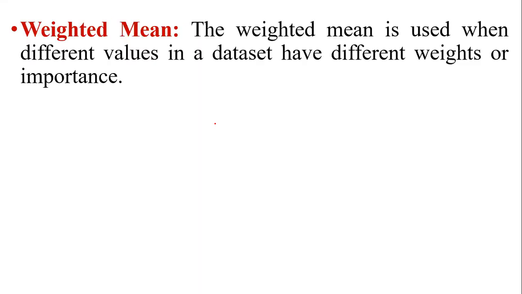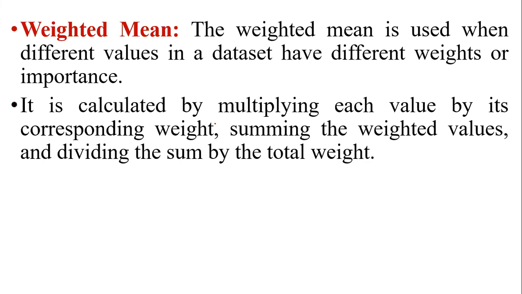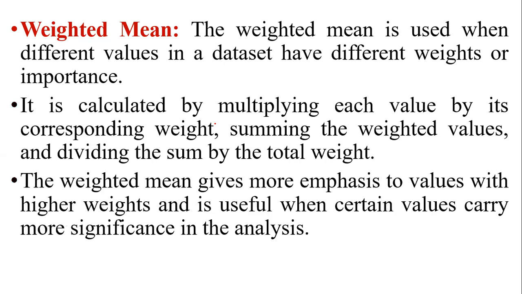Finally, there is what we call the weighted mean. Weighted mean is used when different values in a dataset have different weights or importance. It is calculated by multiplying each value by its corresponding weight, summing the weighted values, and dividing the sum by the total weight. The weighted mean gives more emphasis to values with higher weights, and it's useful when certain values carry more significance in the analysis.